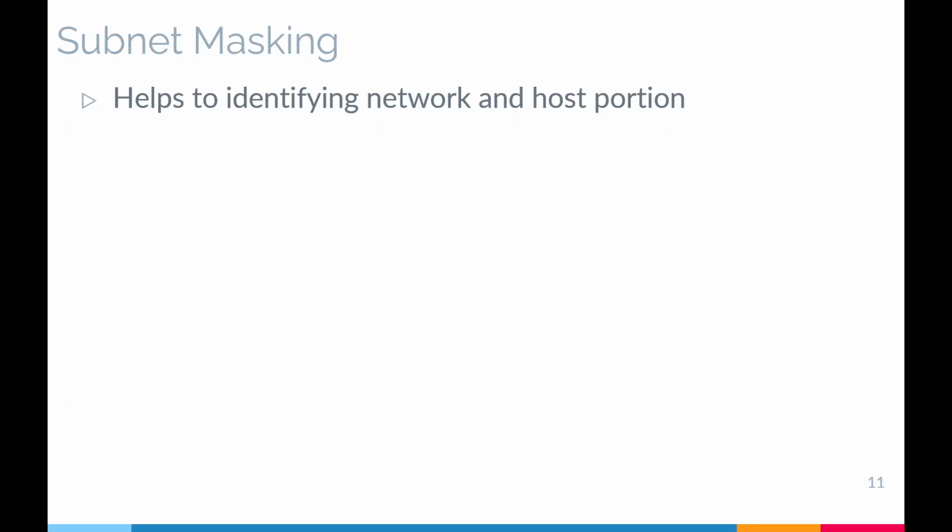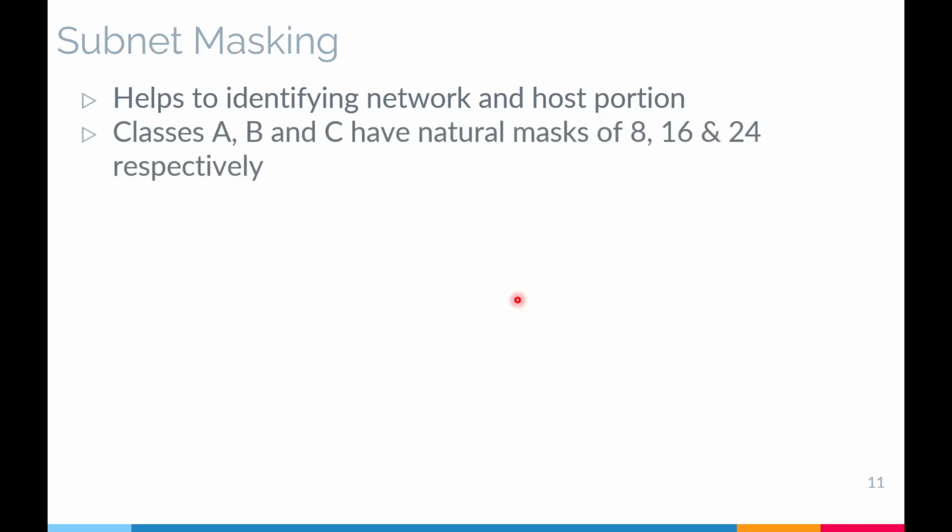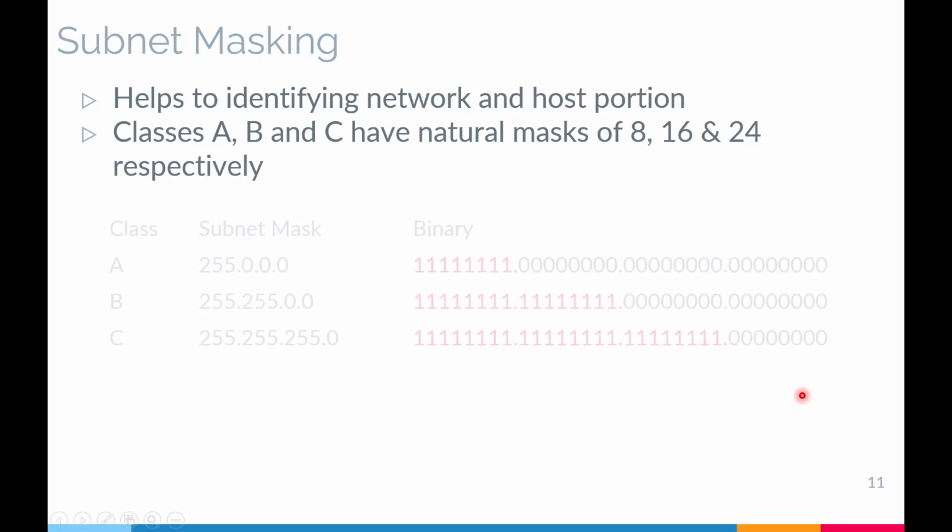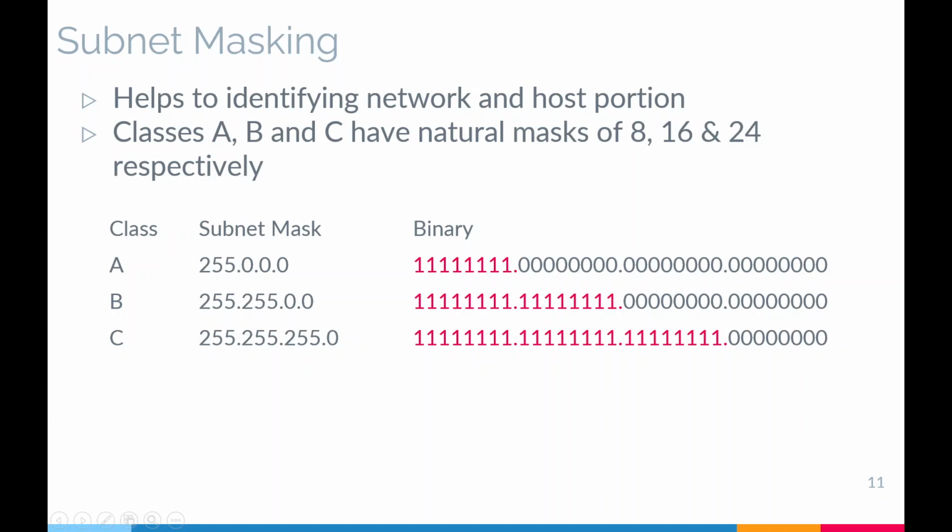Now, classes A, B, C have natural masks of 8, 16, and 24 respectively. So a natural mask of 8 determines that only the first octet is the network part, and the remaining 3 octets are the host. Similarly, 16 means the first 2 octets are network and the remaining 2 octets host. 24 means the first 3 octets are the network part and the last octet is the host part. Same has been represented here in the form of binary and decimal format.